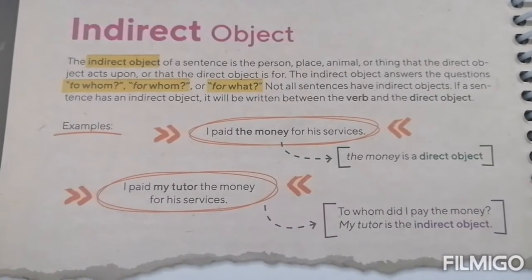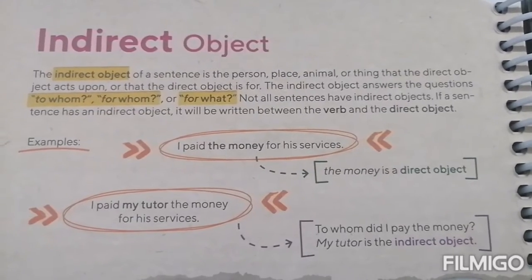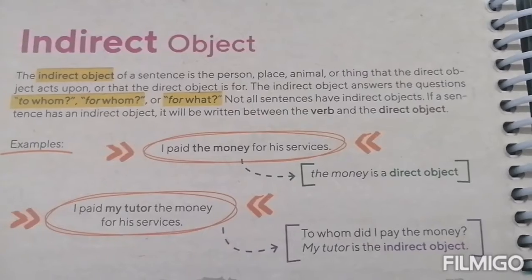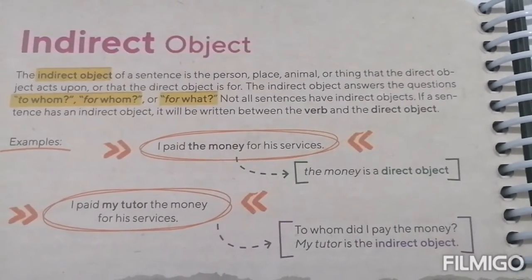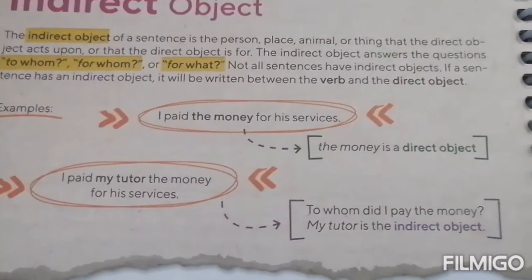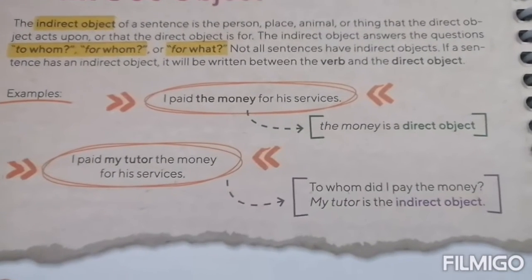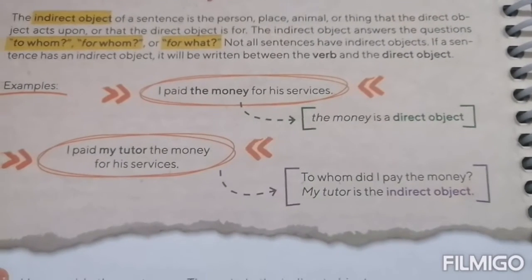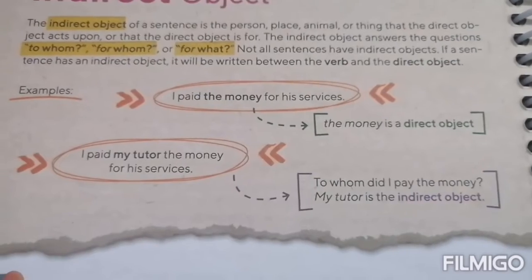The indirect object of a sentence is the person, place, animal, or thing that the direct object acts upon, or that the direct object is for. The indirect object answers the questions to whom, or for whom, or for what. In this case, I paid my tutor the money for his services. I paid what? The money is the direct object. I paid to whom, or to whom did I pay the money? My tutor, in this case, is the indirect object.